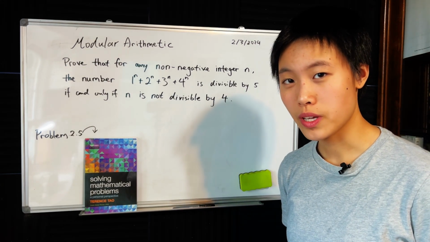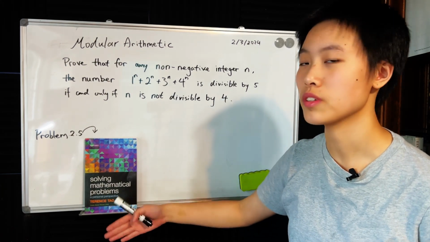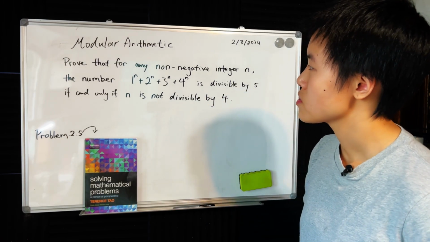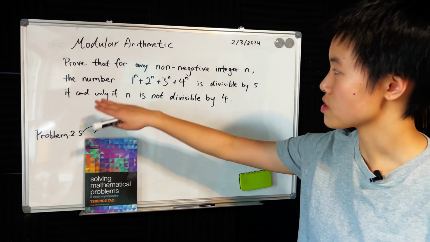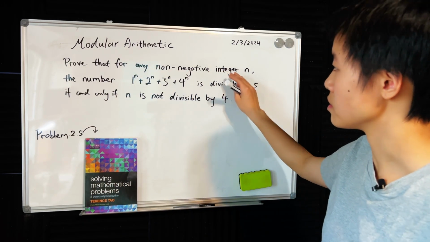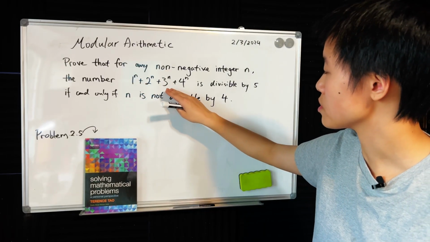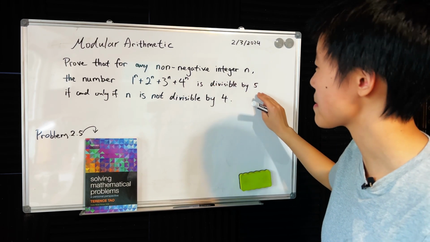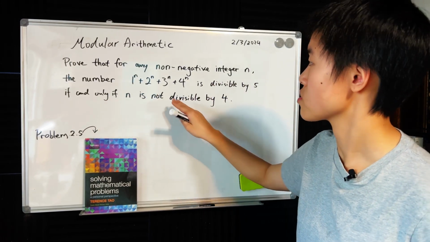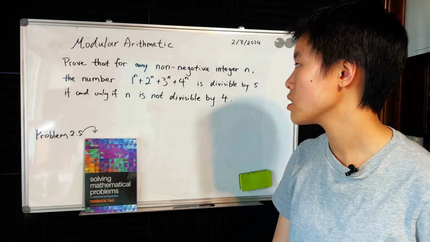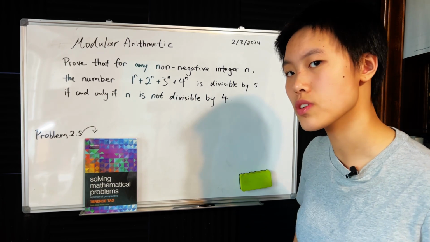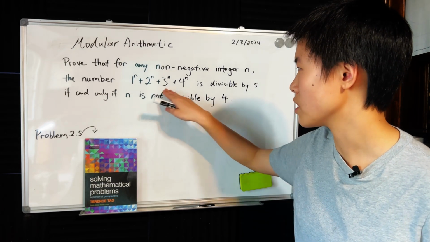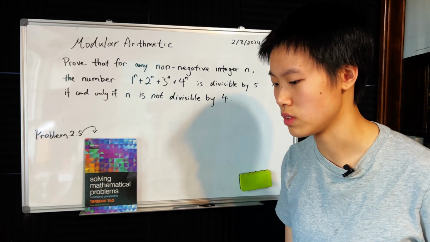This is problem number 2, and it's from the same book. It's one of the example problems, and so it has the solution in the book, if you ever get the book. And the problem states: prove that for any non-negative integer n, the number 1 to the n plus 2 to the n plus 3 to the n plus 4 to the n is divisible by 5 if and only if n is not divisible by 4. So this is asking you to prove a really interesting property of number theory, and it looks quite like Fermat's last theorem, if you don't know.